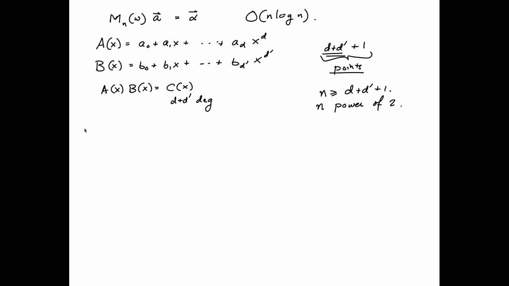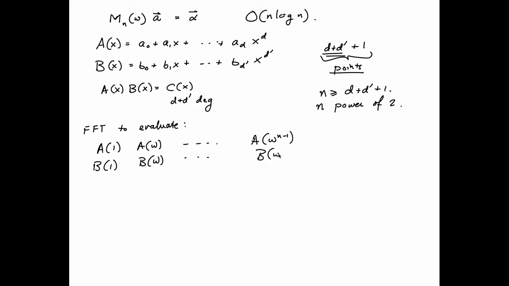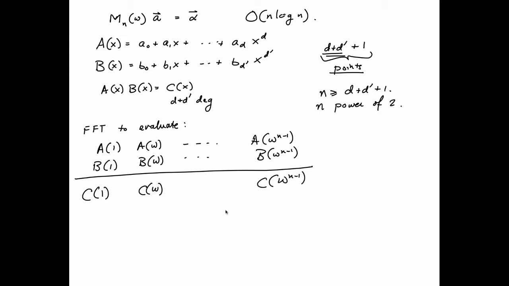Okay, so now what we do is we evaluate A and B at these points. So we use our FFT to evaluate A of 1, A of omega through A of omega to the n minus 1, and B of 1, B of omega through B of omega to the n minus 1. And then we compute C by computing the pointwise multiplication. So we compute C of 1, C of omega through C of omega to the n minus 1, just by writing the product of the corresponding values. So C of omega to the n minus 1 is just A of omega to the n minus 1 times B of omega to the n minus 1 by definition.